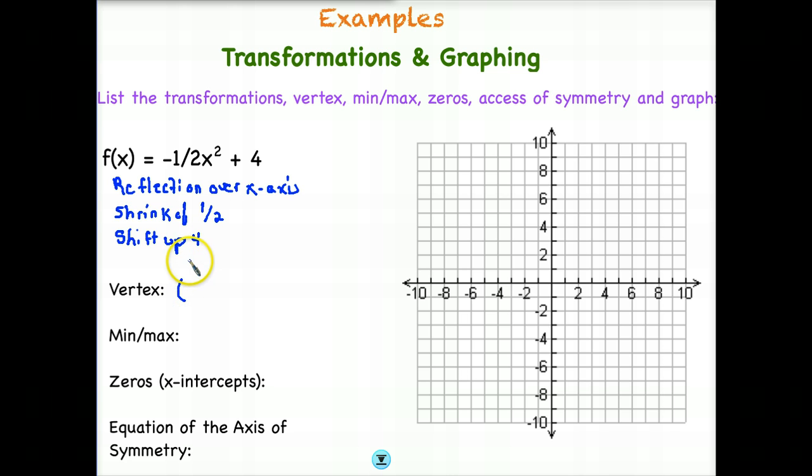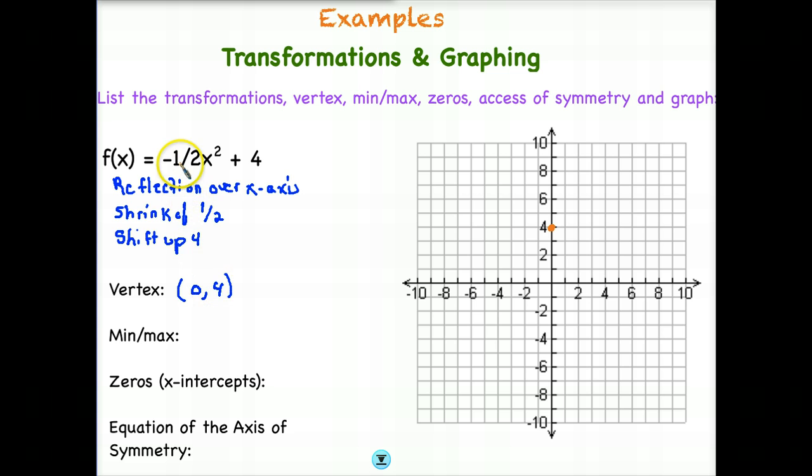Okay, finding my vertex is going to be the same as I do in the absolute value equations. I have no shift left or right, so my x value is still at 0. I did shift up 4, so my y value is now 4. I'm going to go ahead and plot that on my graph since I know it. My vertex is going to be at (0, 4).